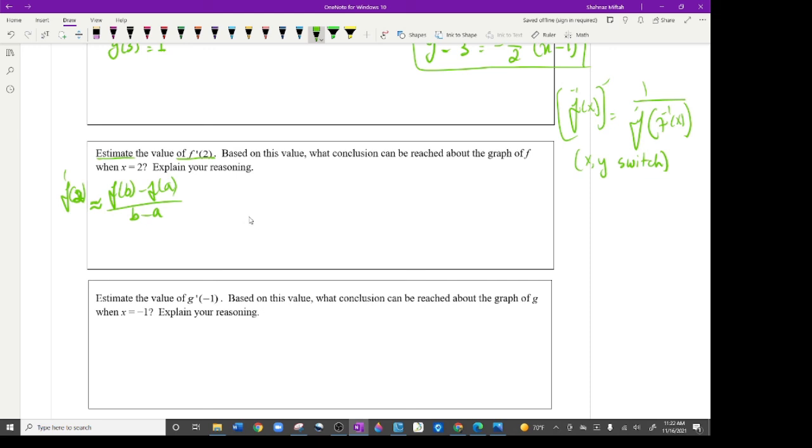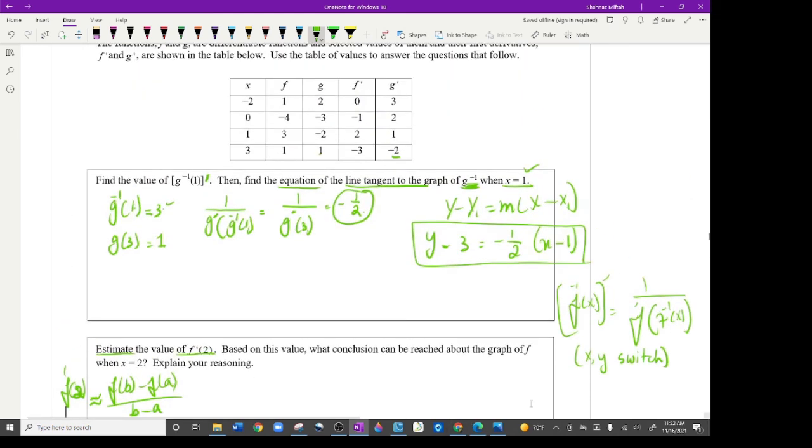So find me f prime 2. Here is the f function, right? I need y2 minus y1 over x2 minus x1. The 2 is between 1 and 3. I don't have exactly the x value 2, but I have values between 1 and 3, right? So we pick 1 and 3.